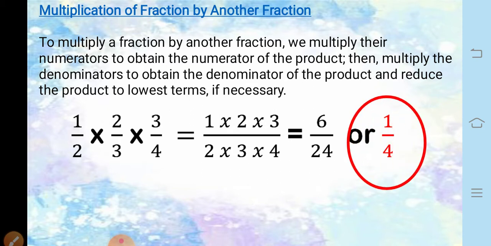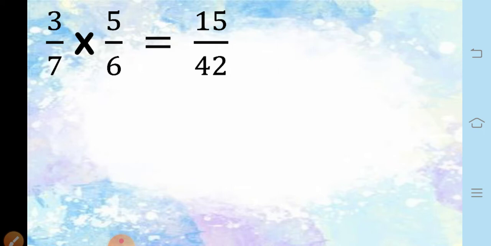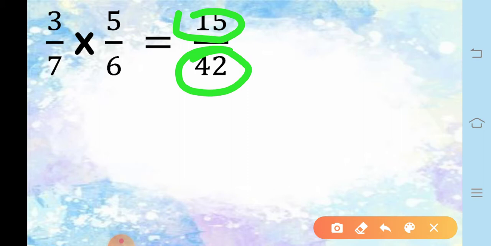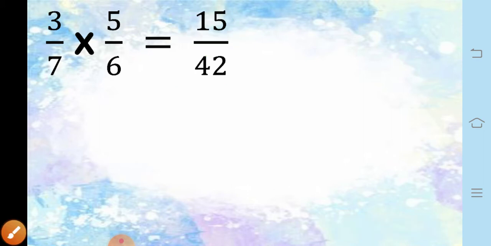Okay, so yan. Another one, 3 over 7 times 5 over 6 is equal to 15 over 42. Since we have to multiply all the numerators, which is 3 and 5, 3 times 5 is 15. And then 7 times 6 is 42. Okay, we cannot reduce it into lowest term, so we have the final answer of 15 over 42. Okay, that's the process.